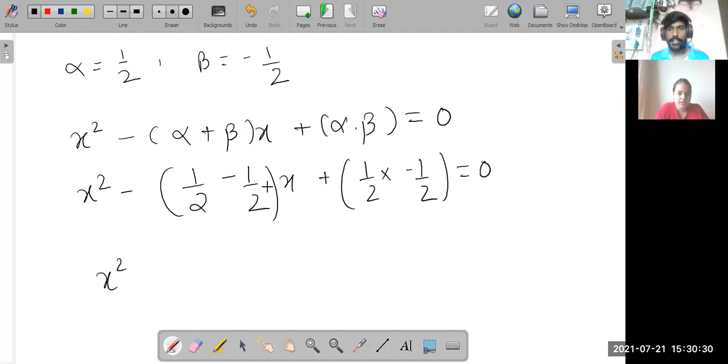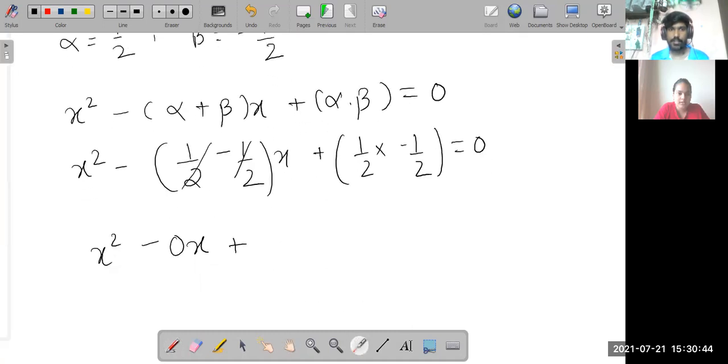So this half anyways will get cancelled. It will become 0, so minus 0x plus half into minus half. It is a minus sign in the middle, right? Yes, different signs, it is getting subtracted, like 2 minus 2 is 0. Same thing, half minus half is 0. And here it will get multiplied. So it will become minus 1 upon 4 is equal to 0.